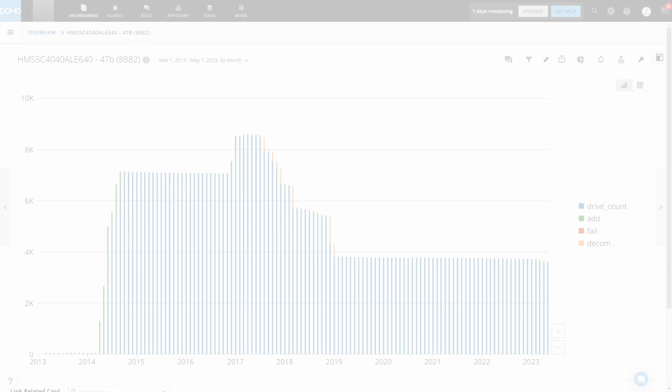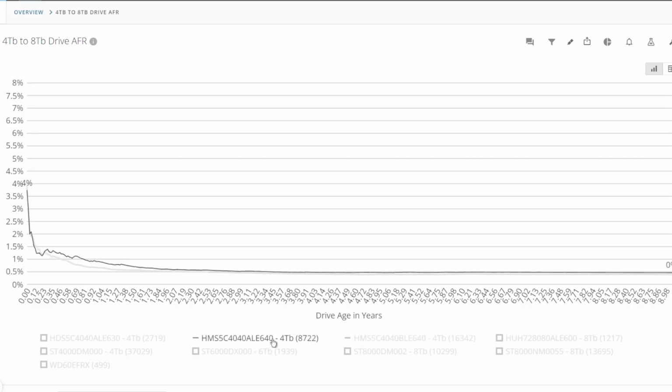And the next drive, it's the same model actually as the previous, but it's the BLE variant. And this just means that it's an iteration on the drive generation.